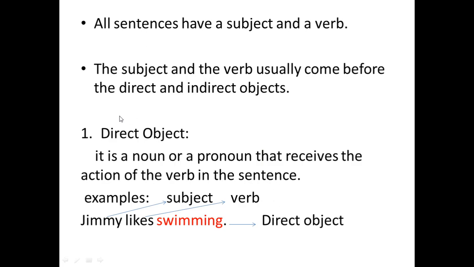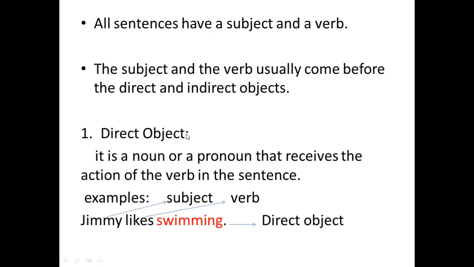So, when we are talking about direct object, you should always make a question. But before that, let's read the definition of direct object. A direct object is a noun or a pronoun that receives the action of the verb in the sentence.